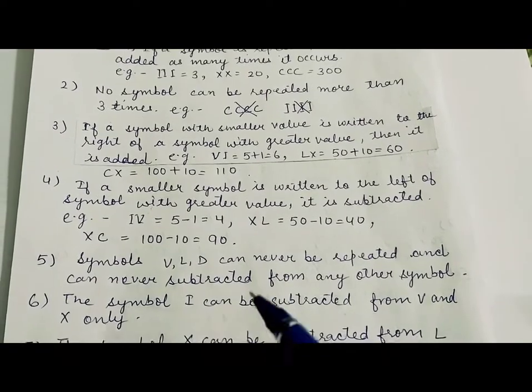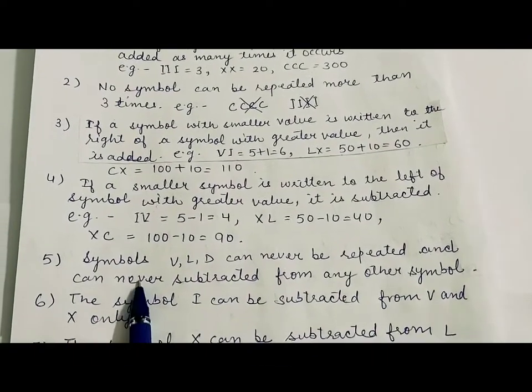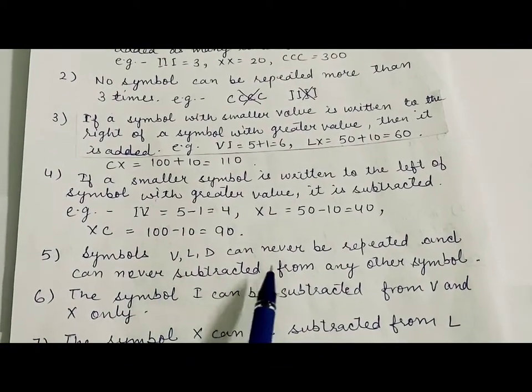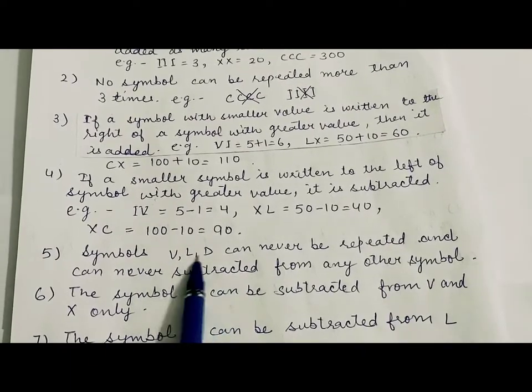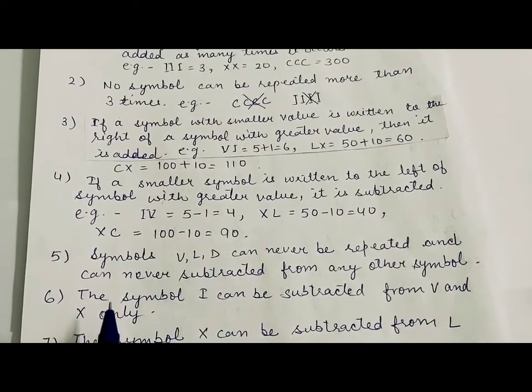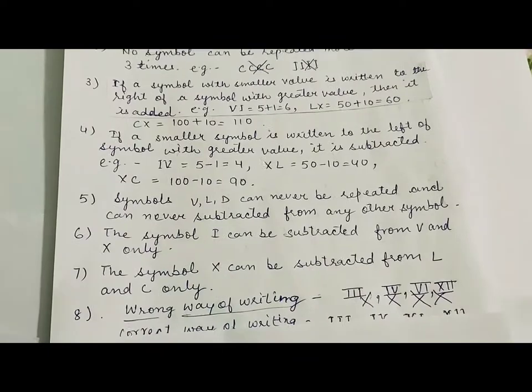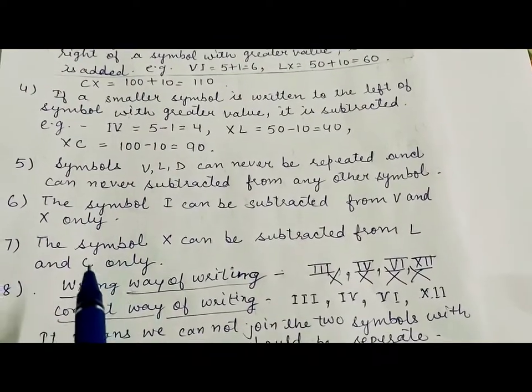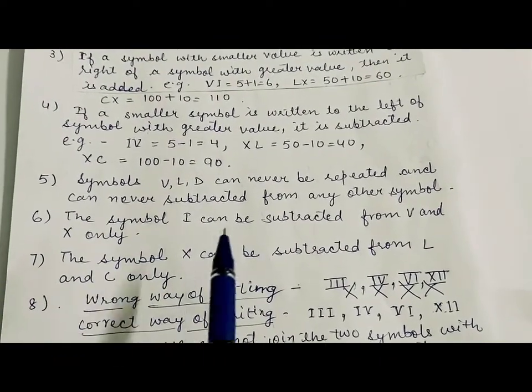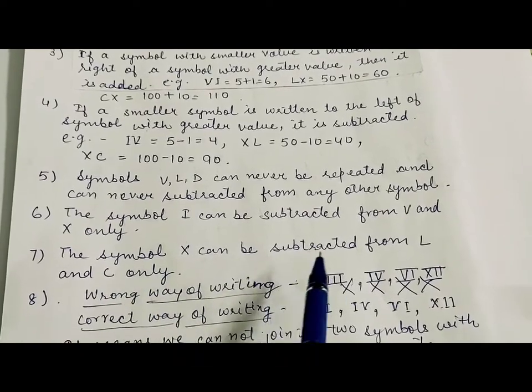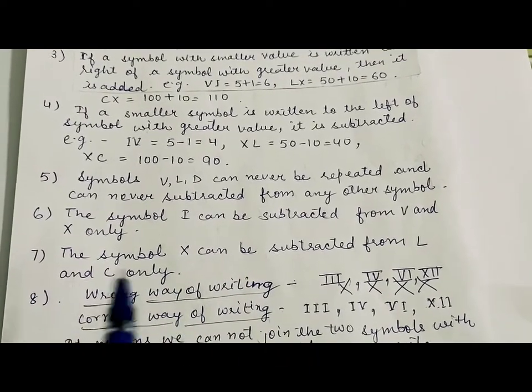Fifth, symbols V, L, D can never be repeated. Means you cannot write VV, LL or DD. And they can never be subtracted from any other symbol. So V, L, D cannot be written towards the left side of any other symbol. The symbol I can be subtracted from V and X only, not from any other. The symbol X can be subtracted from L and C only.